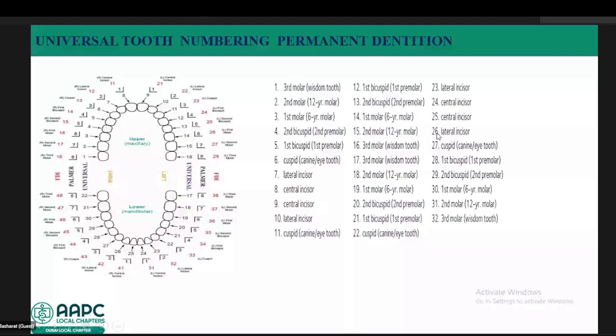Sometimes in mixed dentition, you will find both the adult tooth numbering and the pediatric numbering. In those cases you have to be careful when the doctor documents, because, for example, when the patient is 10, 12, or 13 years old, you will find multiple dentition.